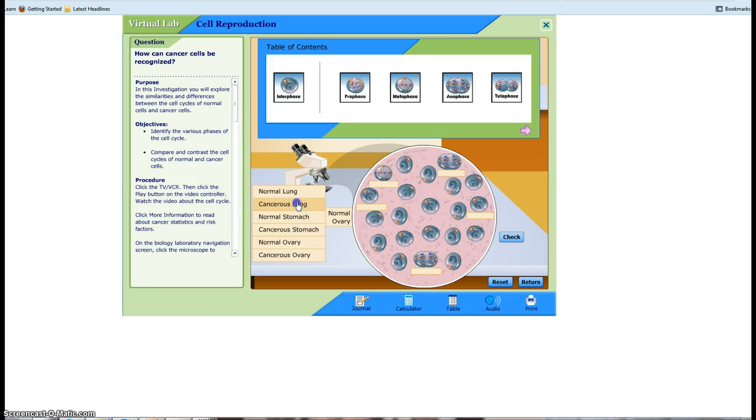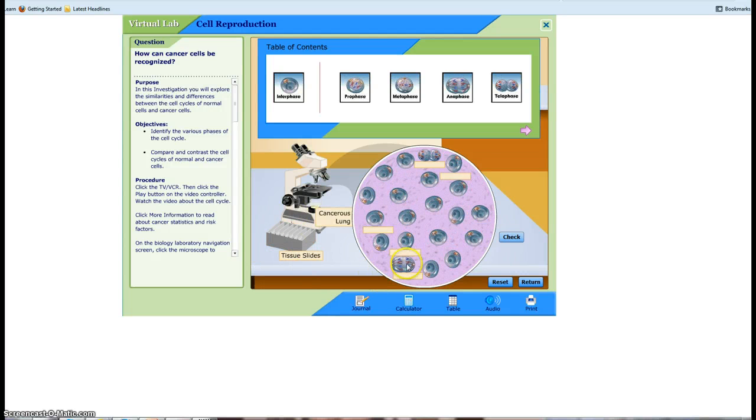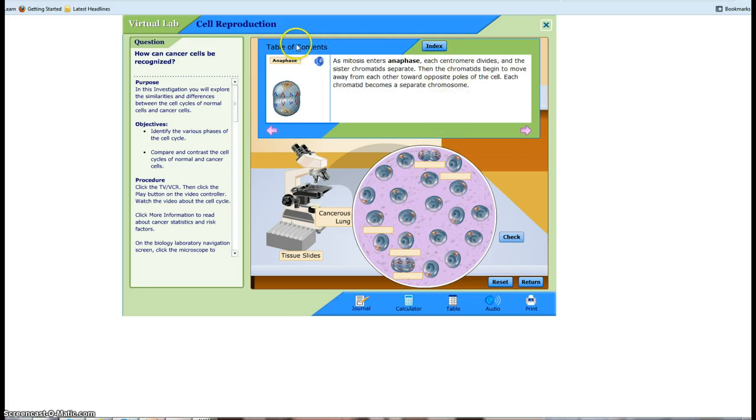Okay, so let's compare cancerous lung, and we can see that that one's in mitosis, this one's in mitosis. Do we have any others in mitosis? Well, I don't see any. Let's check it out. So what is this? This is anaphase. Okay. This is anaphase.